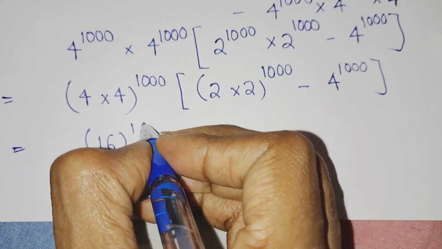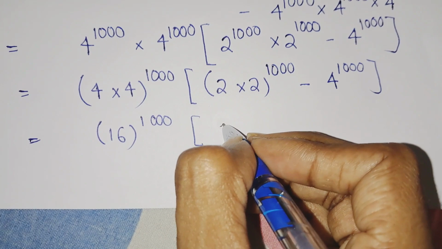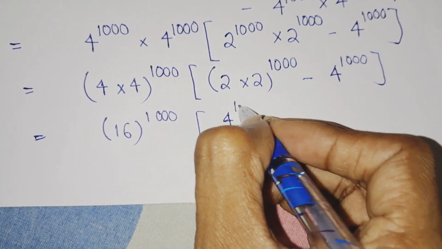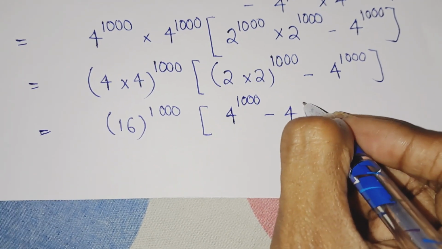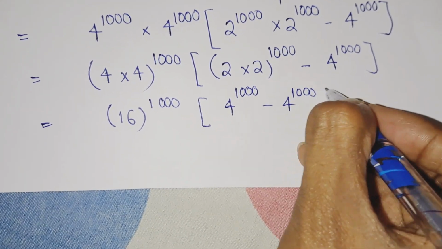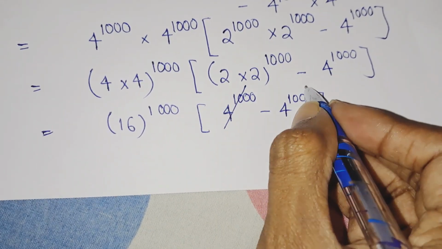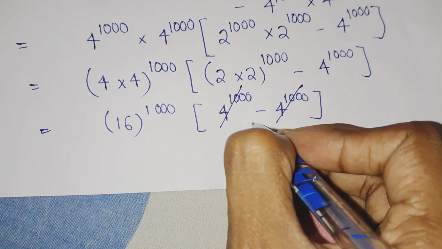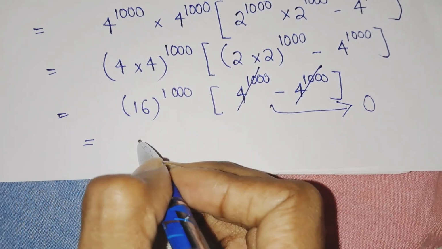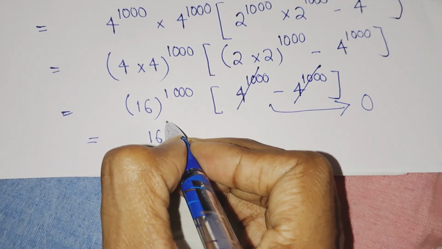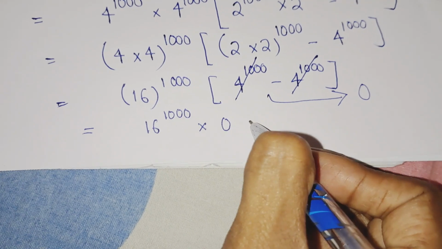16 to the power 1000 multiplied by the common product, which is this 2 multiplied by 2, that is 4 to the power 1000, and the second term is also minus 4 to the power 1000. We can see that 4 to the power 1000 and minus 4 to the power 1000 get cancelled and it becomes 0. It is similar to 1 minus 1 is 0. So we are left with 16 to the power 1000 multiplied by 0.